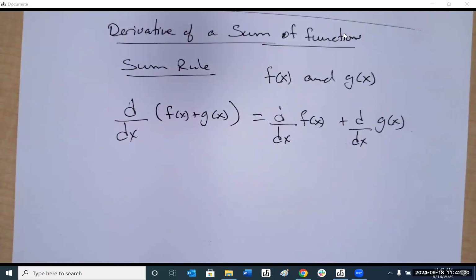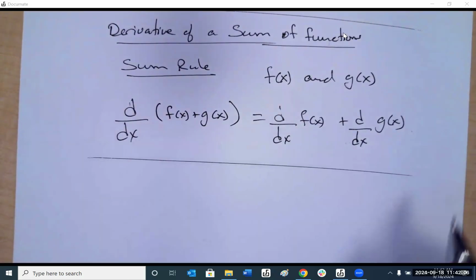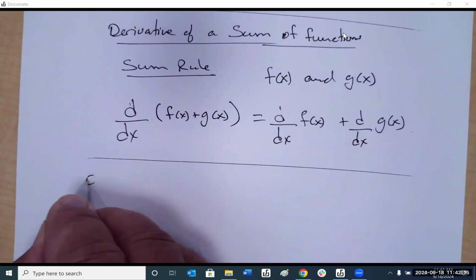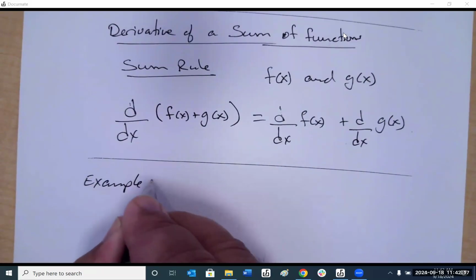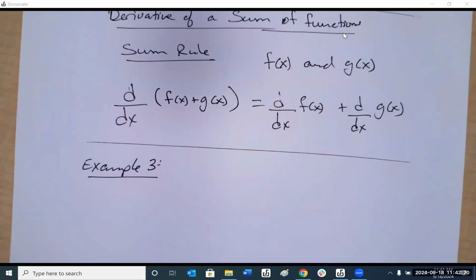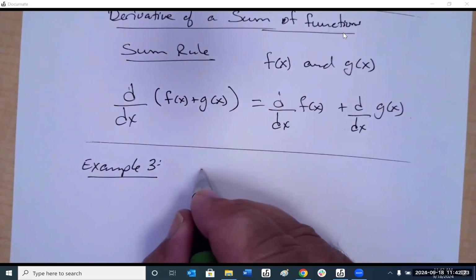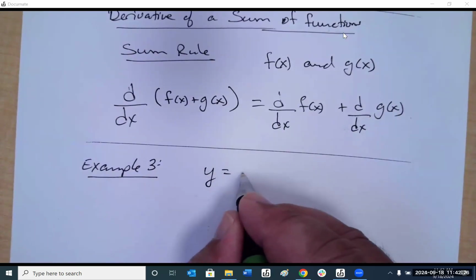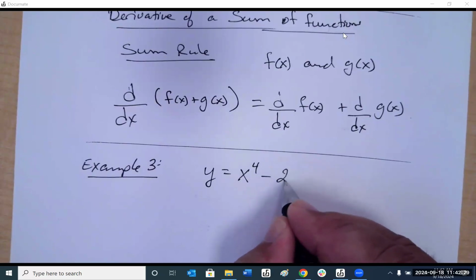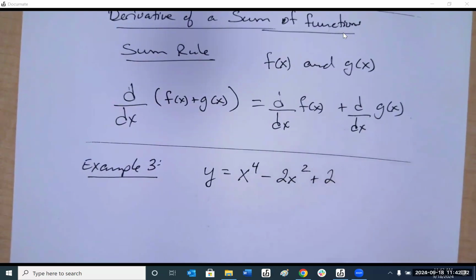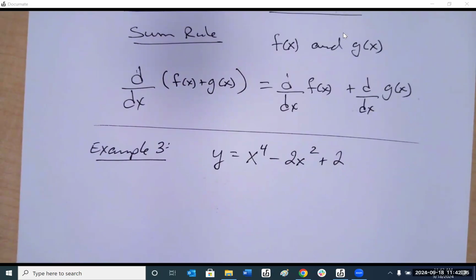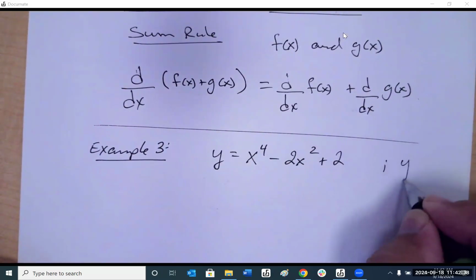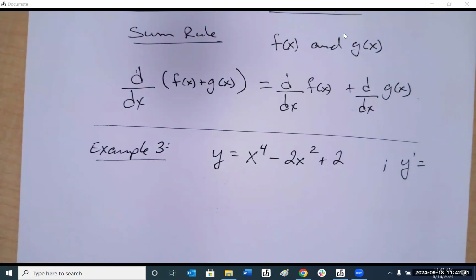For example here. Actually, this one, now it opens it up to polynomials that we can do anytime we want to. y equals x to the fourth minus 2x squared plus 2. Find the derivative.